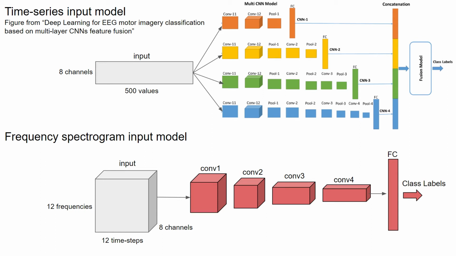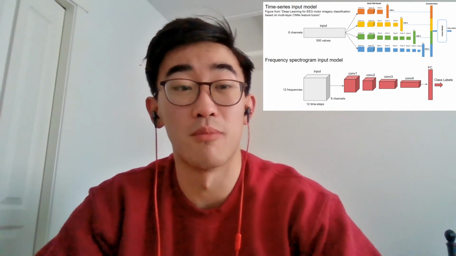So the final machine learning model that we ended up using was a simple CNN for a spectrogram input, which outperformed our time series model, which was based on the paper Deep Learning for EEG Motor Imagery Classification based on multi-layer CNN's feature fusion by Amin et al., 2019. The results for both models ended up being quite similar for our data, but the CNN was much more lightweight and faster to perform inference on, so we ended up going with that.